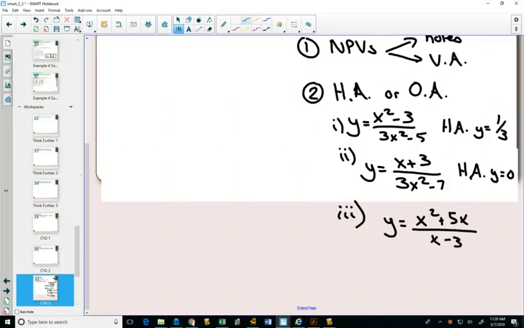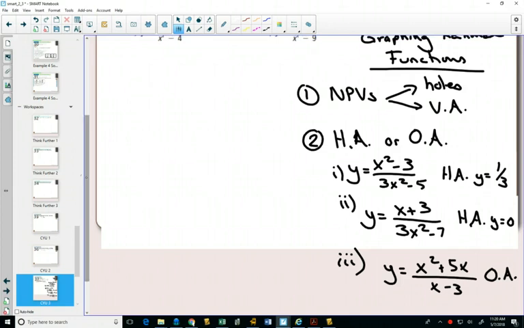And then situation number 3 is when you have a higher degree in your numerator. And this is a situation that will give you an oblique asymptote if and only if there were no holes. If nothing canceled out to make a hole, then there will be an oblique asymptote. Okay?